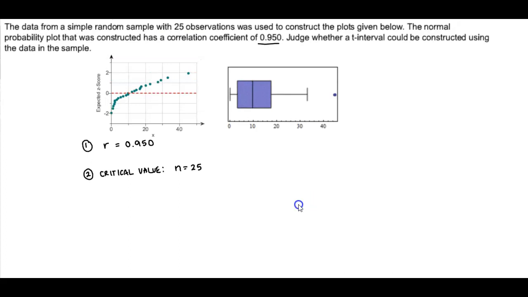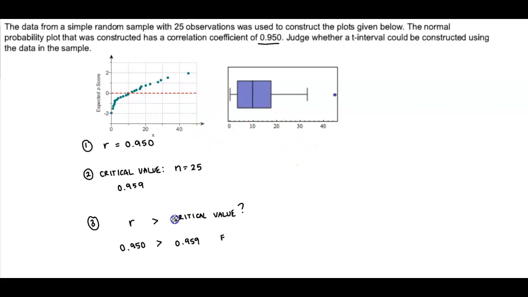So we have a critical value of 0.959. So now we need to compare. Is R greater than the critical value? And if it's not, then we cannot go further with that. So we know that the correlation coefficient is 0.950. We know that the critical value is 0.959. So this is a false statement.